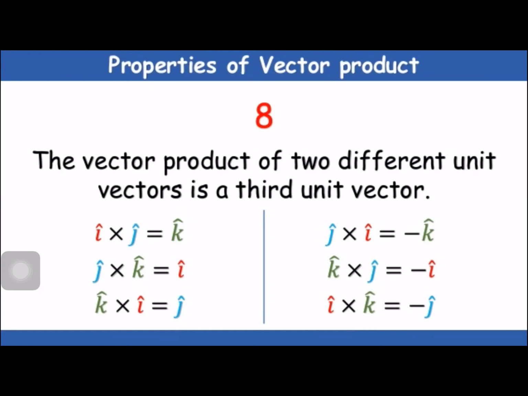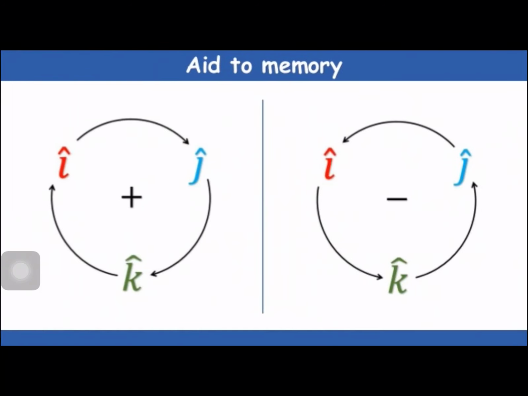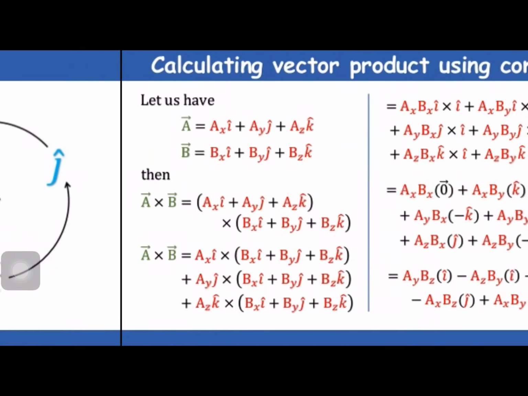There is no need to memorize this. Very simple, I tell you. See the diagram. If you go in the clockwise direction, you take it as positive. For example, i cross j means plus k vector. Anti-clockwise, take it as negative. For example, in another diagram, j cross i means minus k. That's all. In the same way, if you go in the anti-clockwise direction, you get the negative.